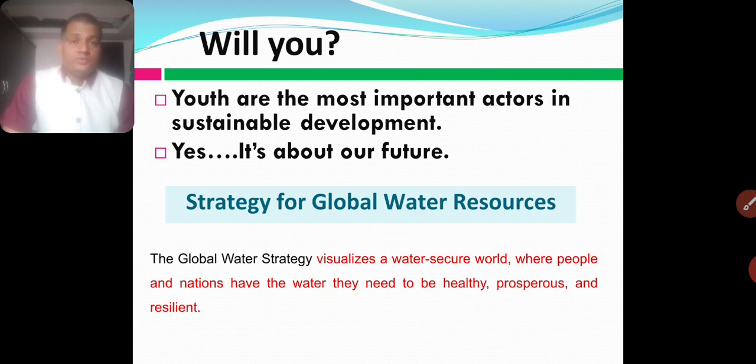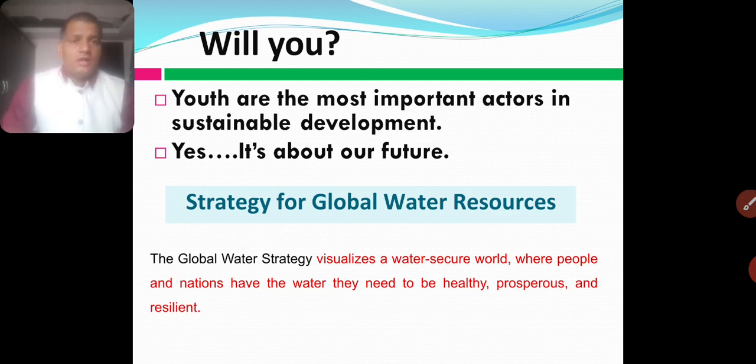Our future is our youth. Whatever youth can do, of course we can get their work as well as their activities. So in this overall sustainable development, the youth are very important in water conservation, water awareness, as well as in sustainable development.